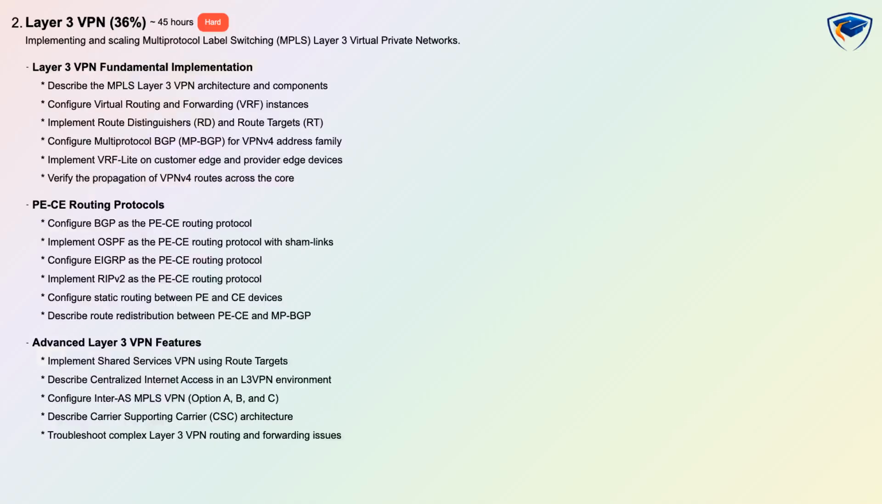Within Layer 2 VPN, you'll also need to know about point-to-point Layer 2 VPNs, including describing Any Transport over MPLS, or AToM, architecture, configuring AToM for Ethernet over MPLS, and implementing pseudowire redundancy and backup.